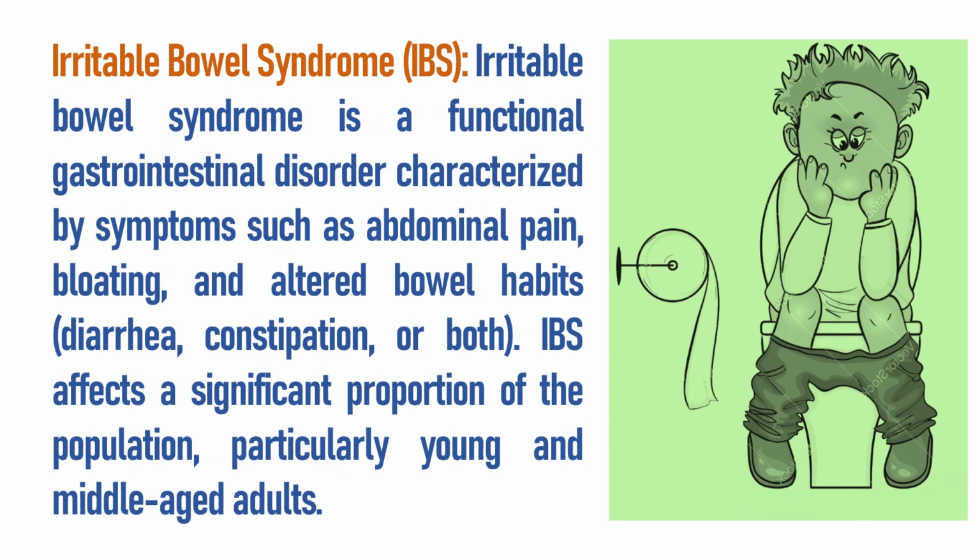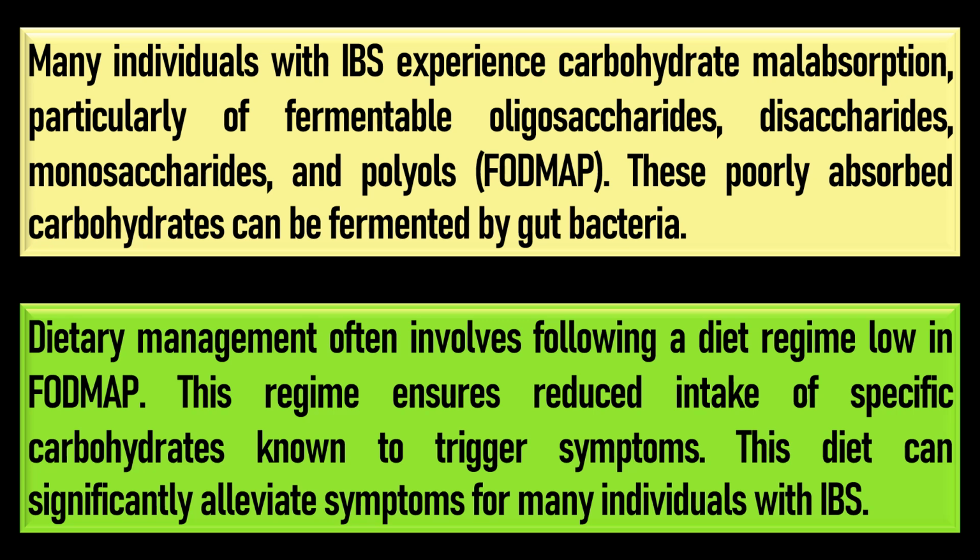Irritable bowel syndrome is a functional gastrointestinal disorder characterized by symptoms such as abdominal pain, bloating, and altered bowel habits such as diarrhea, constipation, or both. IBS affects a significant proportion of the population, particularly young and middle-aged adults. Many individuals with IBS experience carbohydrate malabsorption, particularly of fermentable oligosaccharides, disaccharides, monosaccharides, and polyols. These poorly absorbed carbohydrates can be fermented by gut bacteria, exacerbating symptoms.